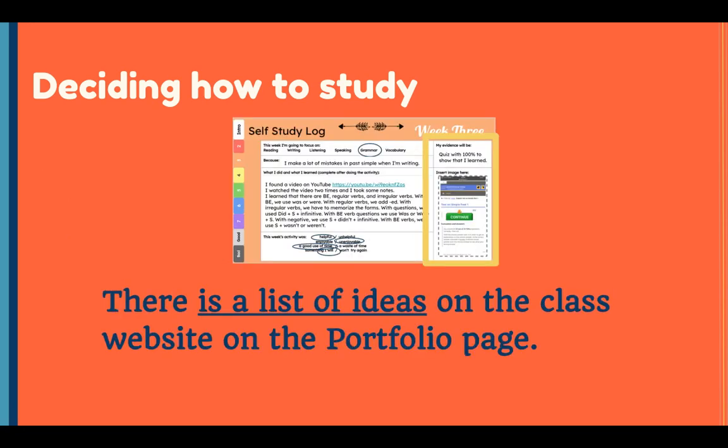There's a list of ideas on the class website on the portfolio page. There are lots of examples of things you can do, and there are some links that will help you find some activities.